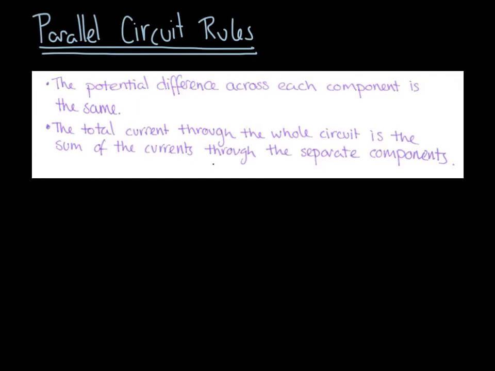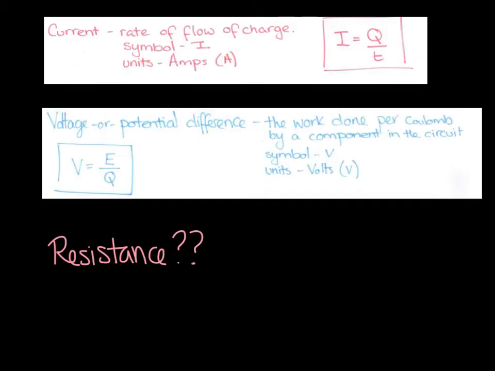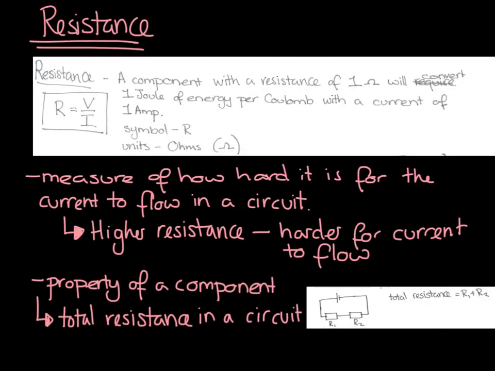So in a parallel circuit, the potential difference across each component is the same, and the total current through the whole circuit is the sum of the currents through each of the separate components. So we've talked about current and voltage in series and parallel circuits, but now we need to talk about resistance. What is resistance?